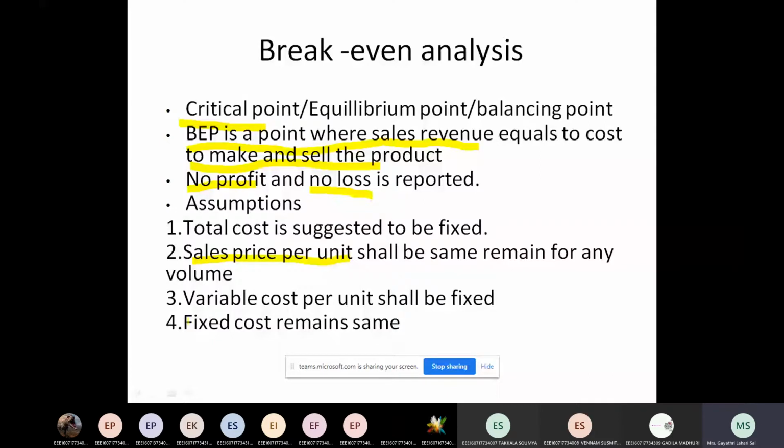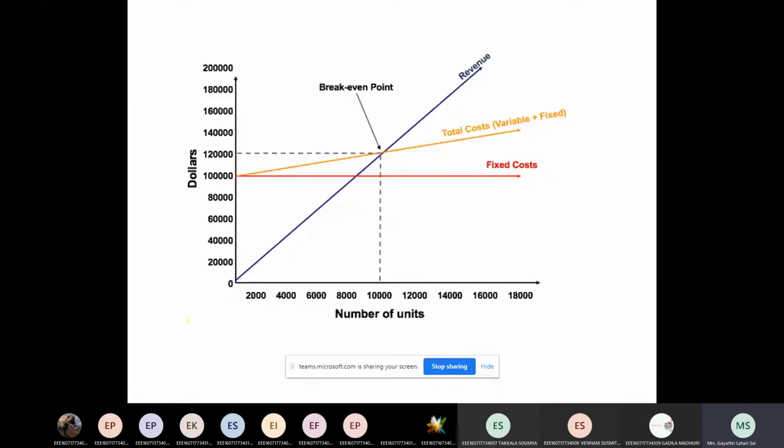Every company or every entrepreneur will reach this point at some point of time, right? But reaching the break-even point very fast, at an early stage, and getting more profits is important to us, right? So to achieve this, these four assumptions are a must. Okay.